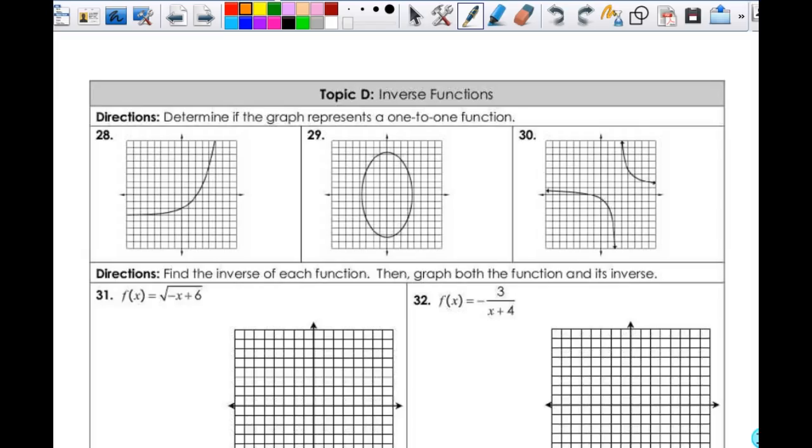All right, inverse functions. It says determine if the graph represents a one-to-one function. One-to-one function means that it's going to pass the horizontal and the vertical line test. This one passes the vertical line test and passes the horizontal line test, so the answer is yes. Number 29 fails both of them. It fails the vertical line test, fails the horizontal line test, so that's definitely a no. It's not one or the other. Number 30 passes the vertical line test, also passes the horizontal line test, so the answer is yes.